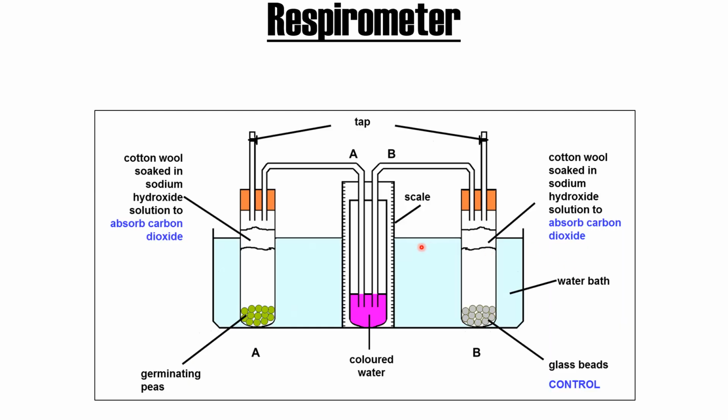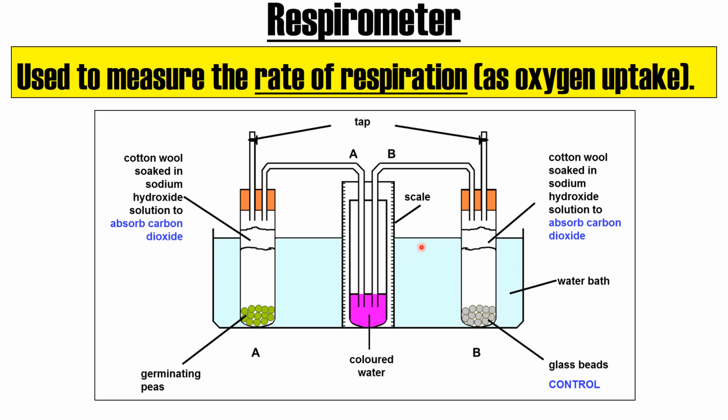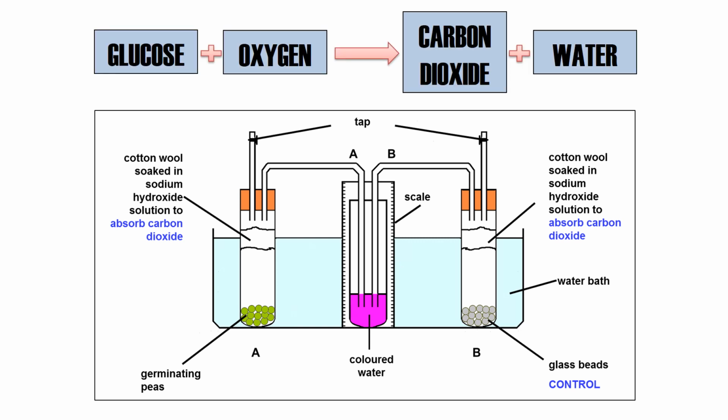I just want to have a look at something called a respirometer. A respirometer is something which gives you an idea of the rate of respiration. And remember your equation for respiration: glucose plus oxygen gives carbon dioxide plus water. So oxygen is being used up during this process. So if you can measure how much oxygen is being used up, that will give you an idea of the rate of respiration. And there is the equation there.